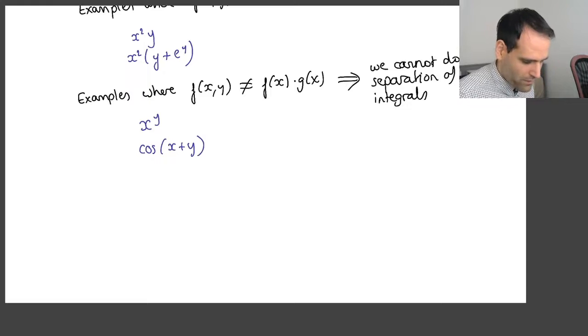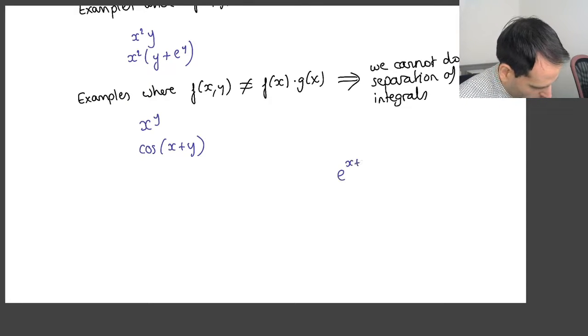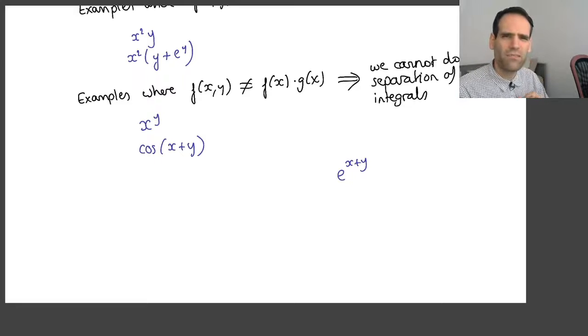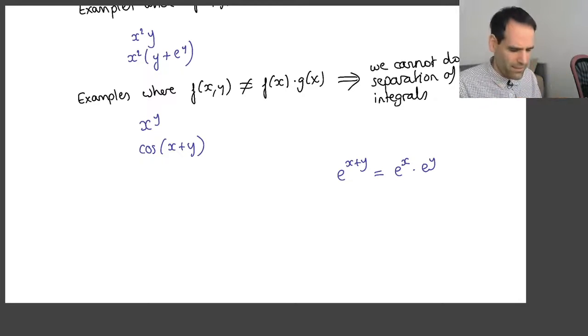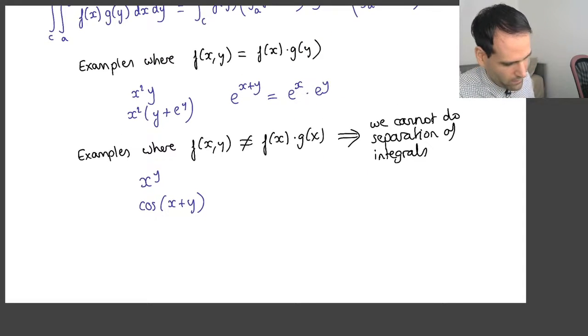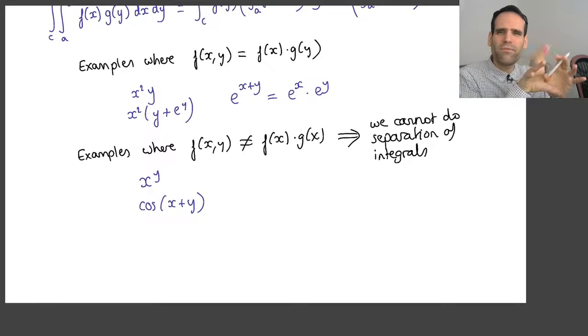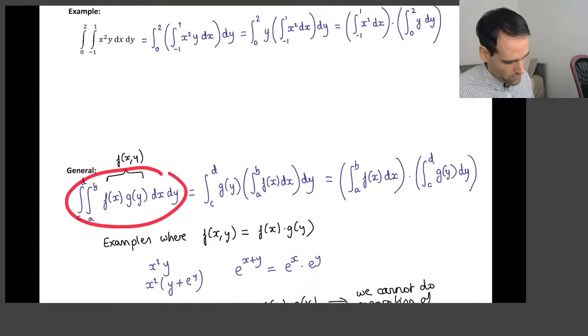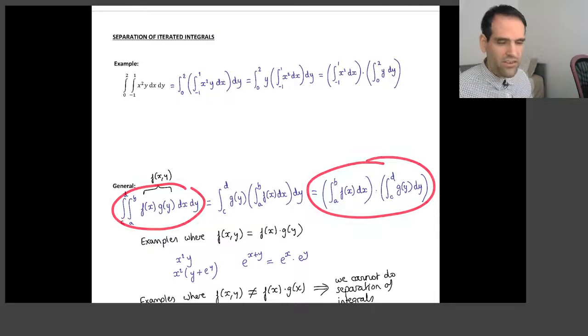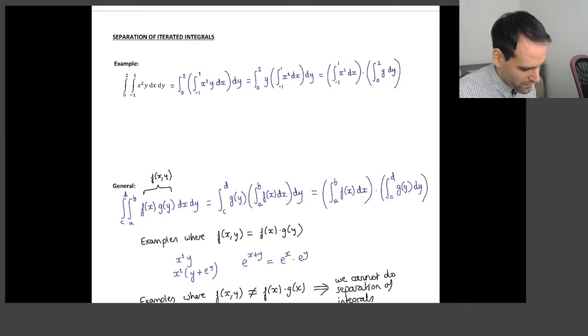Now, some things might be tricky. For example, e to the x plus y. Can this be written as a function of x times a function of y? Well, if you do some algebra, you can write this as e to the x times e to the y, which is a function of x times a function of y. And therefore, this case should be listed in the examples where we can separate. So sometimes you can factor things so that it separates into a function of x times a function of y, and therefore you can apply this separation of iterated integrals, which makes the calculation very easy, because there is no integral inside of an integral.